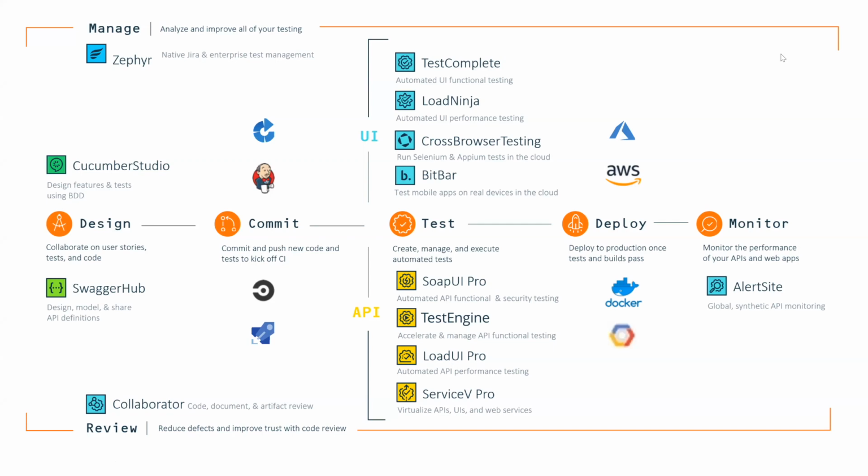But we have a lot of other tools there, as you can see, and over on the design side, we have a bit of a footprint there as well. Cucumber Studio is a tool you can use for designing features and tests using BDD. So that's a new tool, very exciting. And we also have SwaggerHub, which is why we're here today, which is a tool for designing, modeling, and sharing API definitions for your REST APIs. So that's what we will be talking about today.